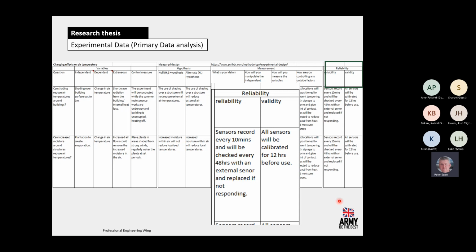Okay, so I've said here I'm going to record my sensors every 10 minutes, and every 48 hours I'm going to come in with an external sensor and check them, and I'm going to download all the results. Okay, so I don't lose them. And then I'm going to check before I use any sensors. I'm going to calibrate them for 12 hours before use to make sure that they're calibrated. Okay, so that's how I checked the reliability of what's going on, and I validated the sensors. So when you're looking at your equipment, whichever way you're going to do an experiment, whatever it is, you need to go through this process and identify the different areas, and then explain all that in your methodology.